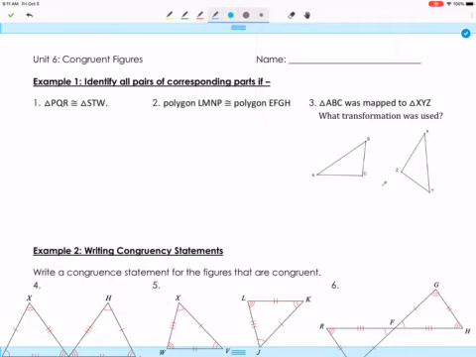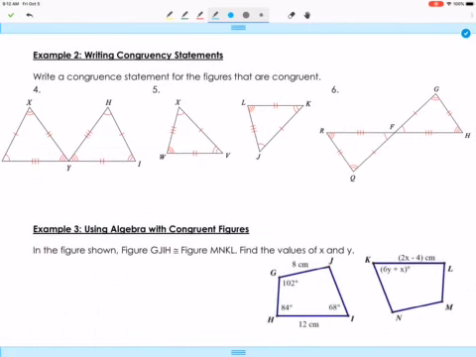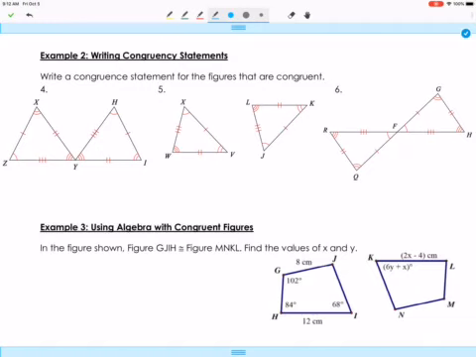If I have a triangle, I should have 6 parts total because you have 3 sets of angles and 3 sets of sides. If I have a polygon with 4 sides, I should have 8 total: 4 angles and 4 sides. And then same thing for 3, but also, reviewing from last unit, what transformation could I have used to map ABC onto XYZ? All right, so you can always go back and fill those in, practice on your own.